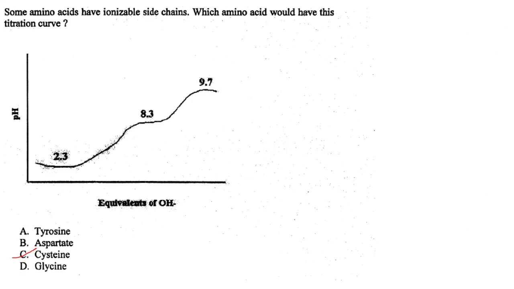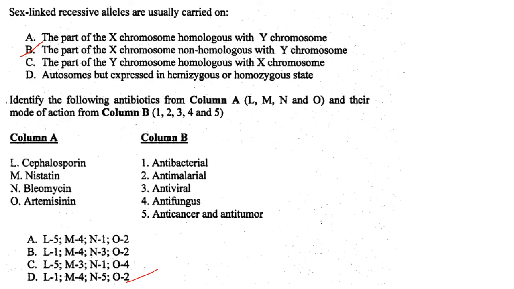Then next one, some amino acids have ionizable side chains. Which amino acid would have this titration curve? So this particular titration curve is for cysteine. Answer is option C. Then sex-linked recessive alleles are usually carried on the part of the X chromosome non-homologous with the Y chromosome. So sex-linked recessive alleles are carried on that part of the X chromosome which doesn't have any homolog, that is non-homologous with the Y chromosome.